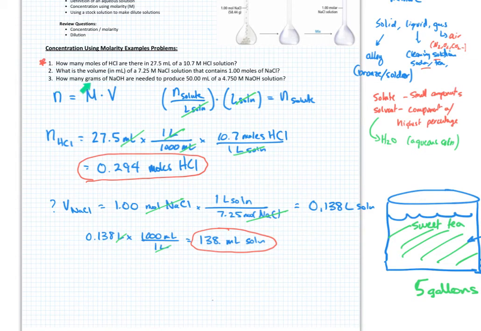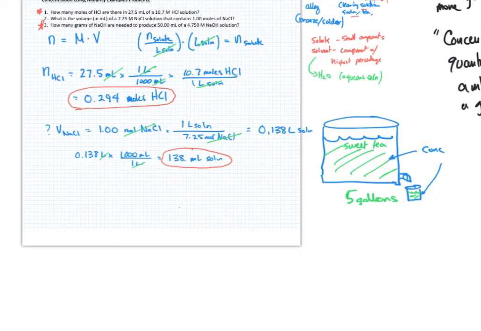All right, and then the last thing is, how many grams of sodium hydroxide are needed to produce a solution of a certain concentration? This is another really common type of problem, and one you might have to deal with in lab, so put a little star next to this one. Let's read it again: how many grams of sodium hydroxide are needed to produce 50 milliliters of a 4.75 molar solution? This is actually a 2-step problem, and I'm going to outline the steps. Step 1 is to find the number of moles of NaOH that you need.